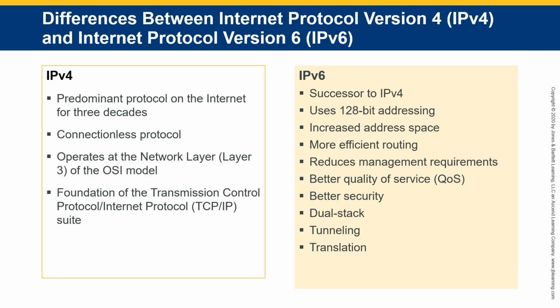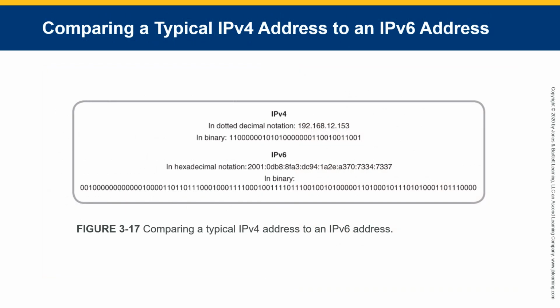There's better security. It can be dual stacked. You can use IPv6 for tunneling and network translations between different segments. So if we look in data notation, you'll see an IPv4 address is like 192.168.12.153. And when you convert it out to binary, you have 153 of 8 octets. So right there is the 153. There's the 12, etc., all the way down.